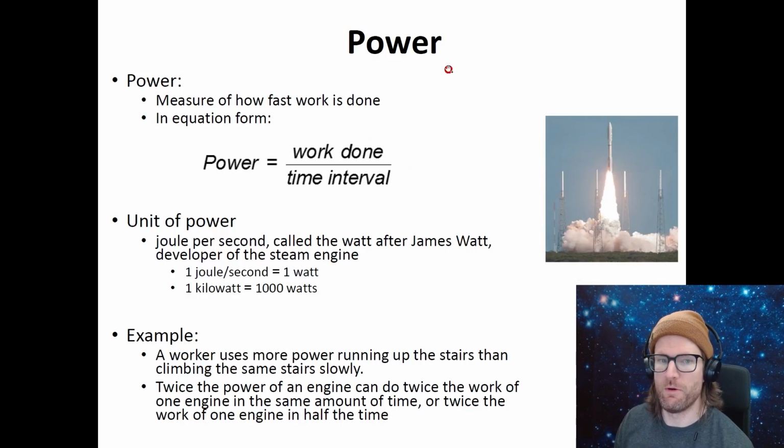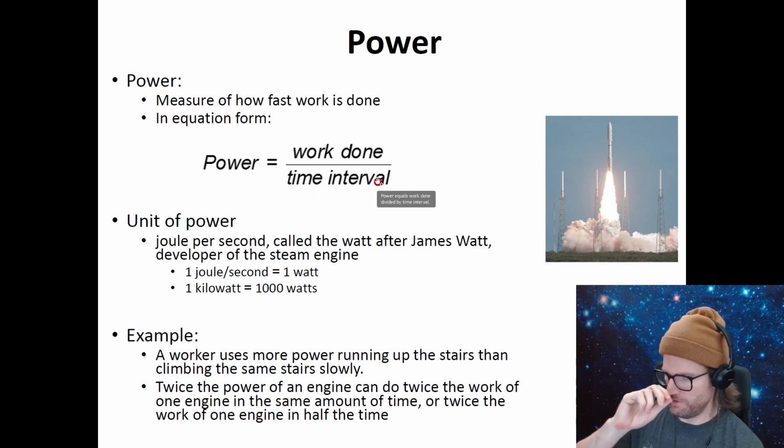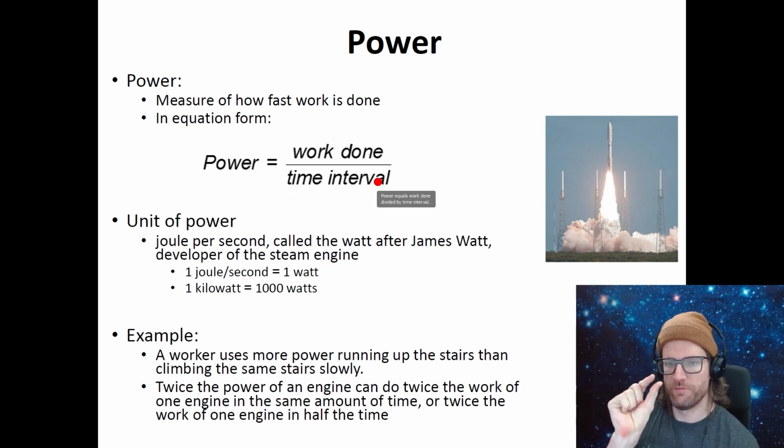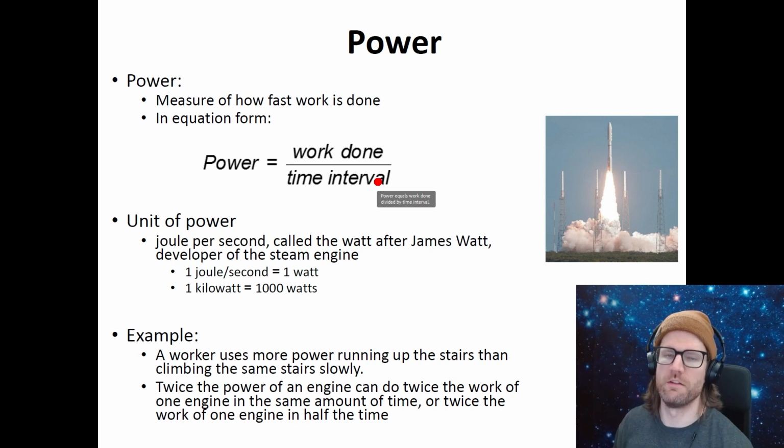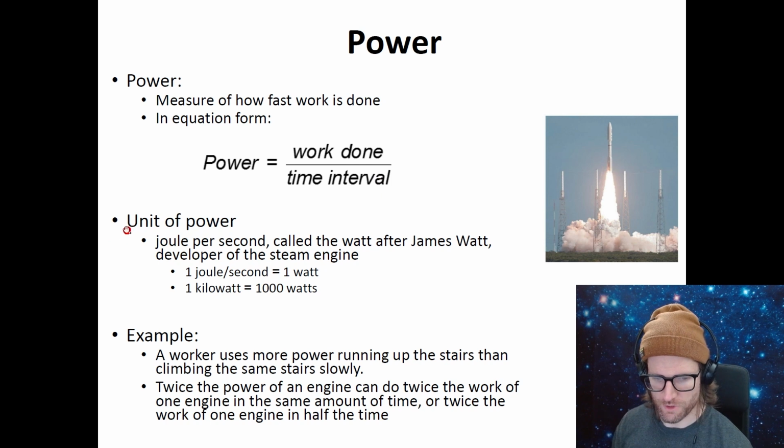Okay, let's talk about power. Power is how fast work is done. So in equation form, power is work done divided by time. If you reduce the time interval that work is done, that's more power. If you lengthen the time interval, you lower the power. A unit of power is a joule per second. That's a watt, after James Watt. So 1 joule per second is 1 watt. 1 kilowatt is 1,000 watts.